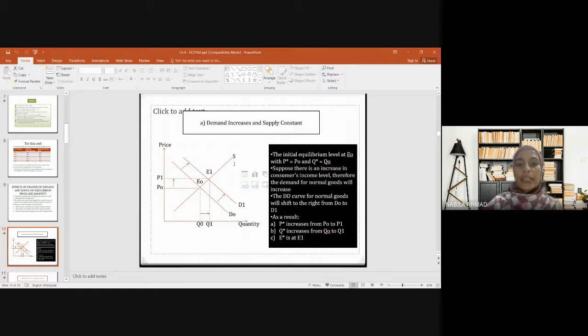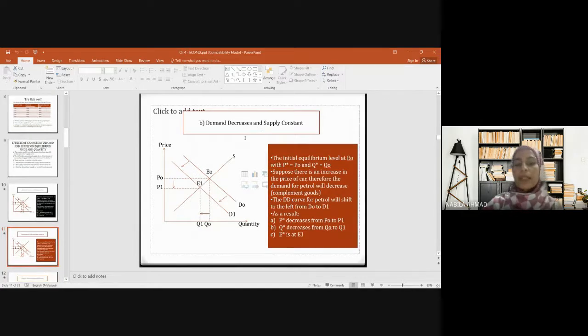So nampak tak ada new equilibrium point here, new intersection here. So E1 is the new equilibrium point. So the price increases. The equilibrium price increase from P0 to P1, and equilibrium quantity increase from Q0 to Q1. That is the result after the shift. Okay, right.